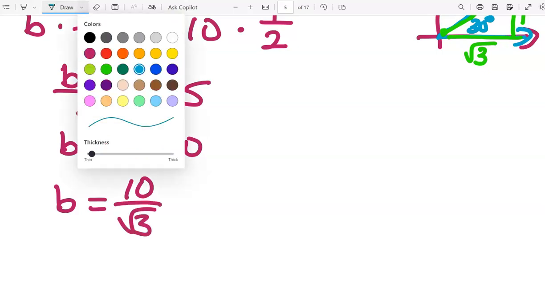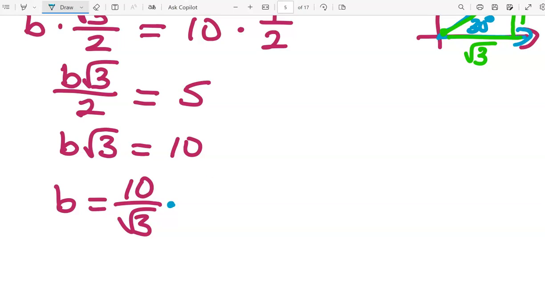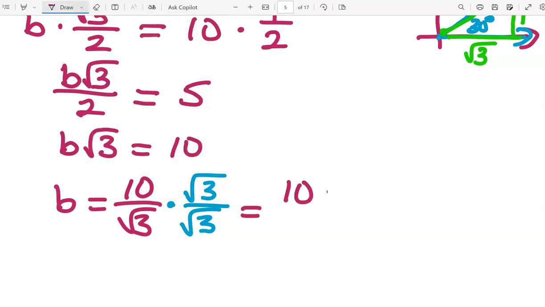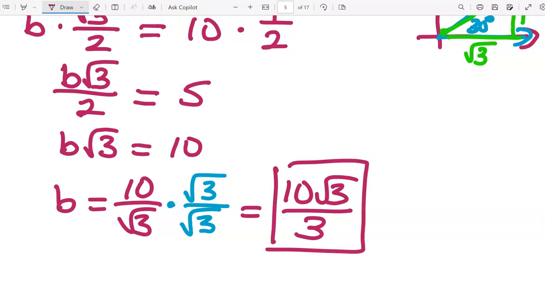And of course, we would never leave that square root in the denominator without simplifying or rationalizing the denominator. So that will give us 10 times the square root of 3 divided by 3 is our final value for b in rationalized form.